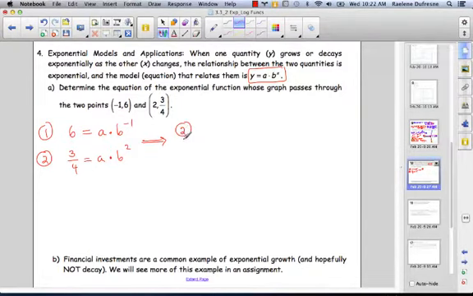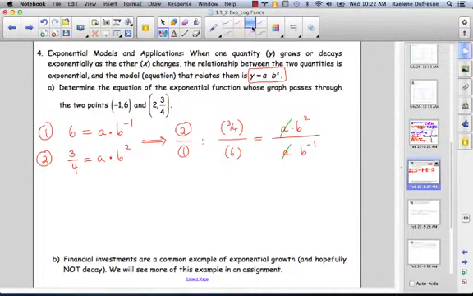I'm going to take equation 2 and divide it by equation 1. And if I do that, the left side of equation 2 is 3/4, and it's divided by the left side of equation 1, which is 6. Meanwhile, the right side of equation 2 is a times b squared, divided by the right side of equation 1, which is a times b to the -1. What this allows me to do is eliminate the variable a. So I have one equation with one variable left.